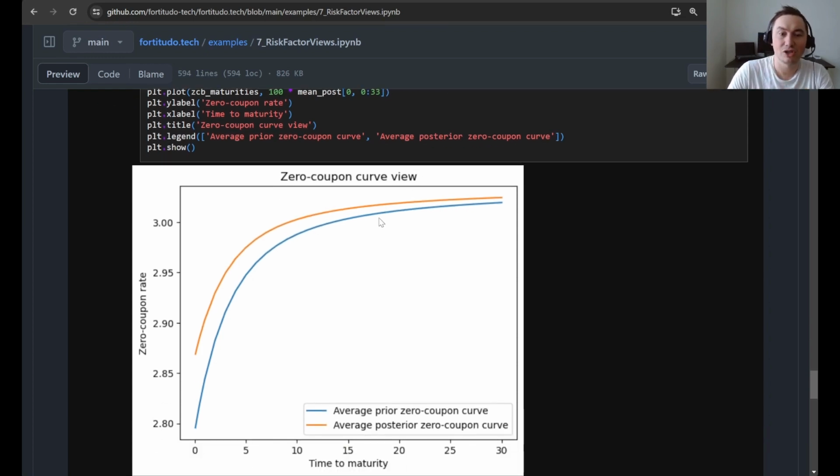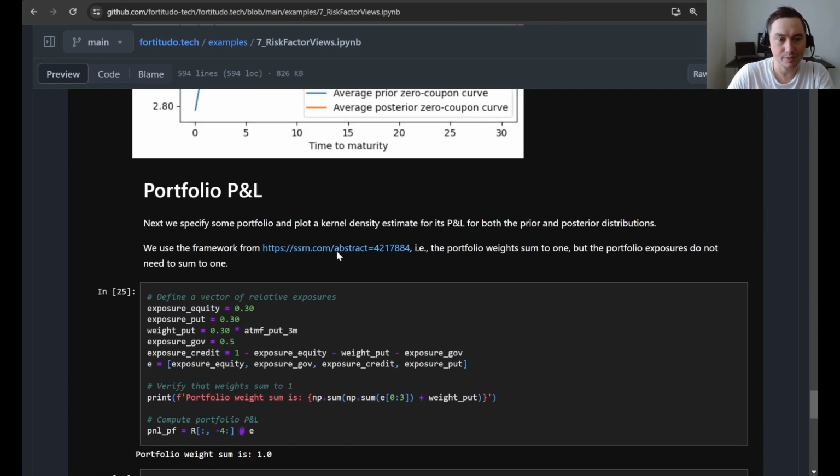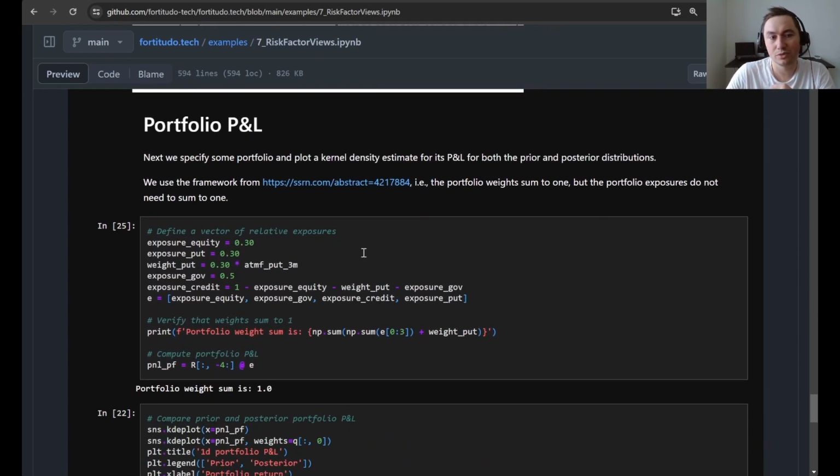So here I just plot the average zero coupon curve that we have in the posterior distribution and in the prior distribution. So this is how it looks, and you can definitely see that it seems that something has happened to the interest rate, that it has increased. But not only is it the 1 month interest rate, it's over the entire span of maturities that we have here. All right, so now we just need to specify a portfolio and then compute its P&L.